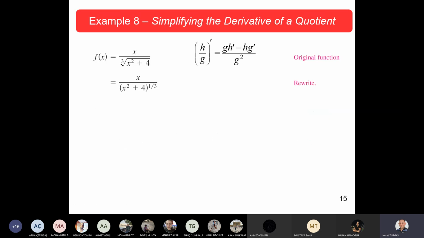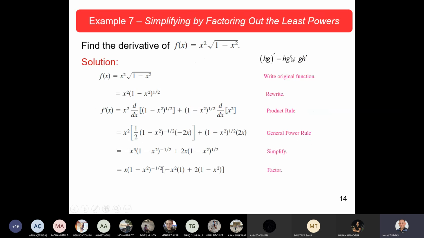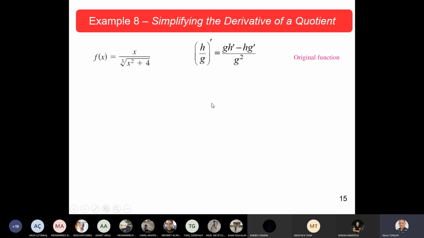But in here, for example, we use the product rule because there were two functions in the product form. We did lots of practice in the previous PowerPoint also in the previous classes. If you want, you can see more details. I uploaded it to Moodle as well.